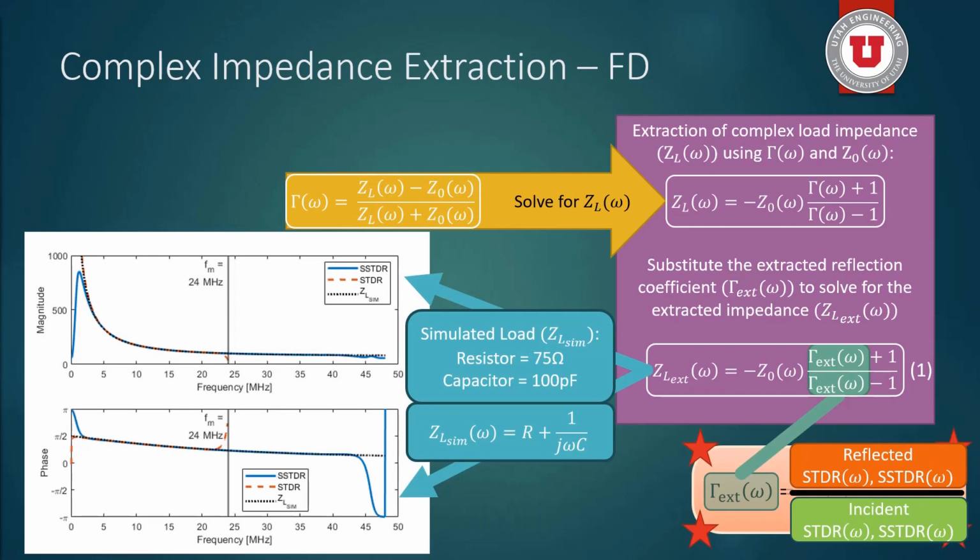In this plot, the black dotted line represents the magnitude and phase of the simulated load, ZL-SIM, which was constructed using a 75-ohm resistor and a 100 picofarad capacitor. The solid blue line, SSTDR, and the dotted orange line, STDR, are the result of the impedance extraction using equation 1 and substituting the extracted reflection coefficient determined by the ratio of incident and reflected signals.